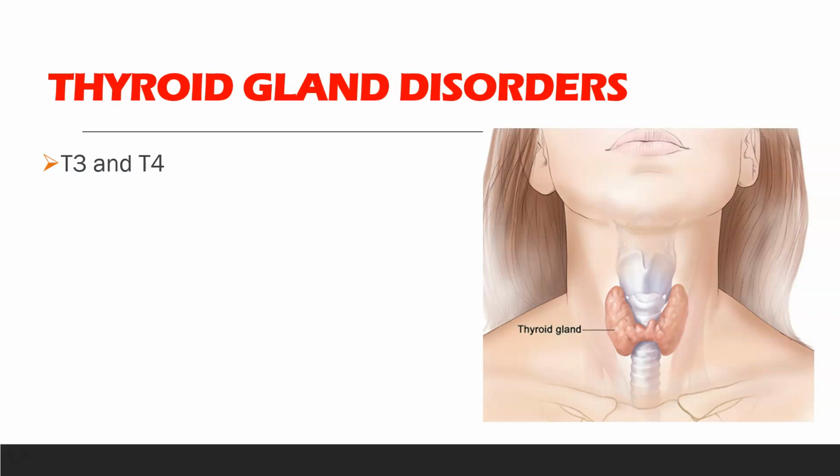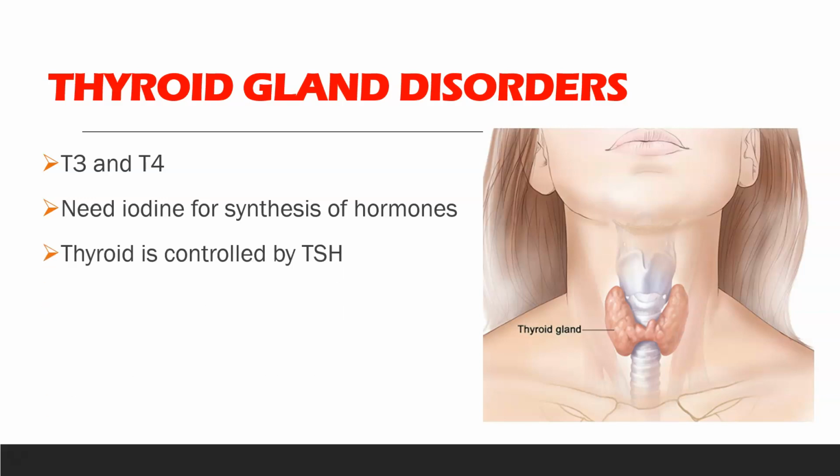So these are your thyroid hormones, your T3 and your T4, your triiodothyronine and your thyroxine. Your iodine is a very significant factor for the synthesis of these hormones. Without your iodine, the T3 and your T4 would not be secreted and released into your circulation. The release of these thyroid hormones is controlled by your TSH, or your thyroid stimulating hormone.